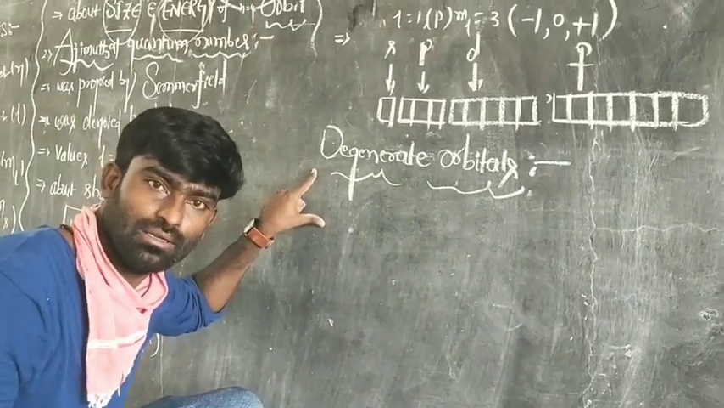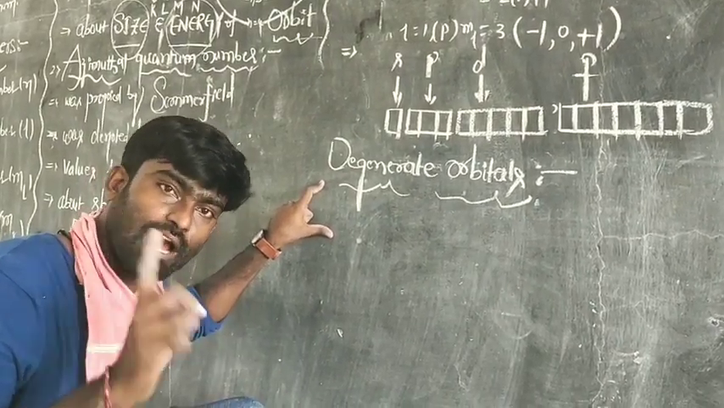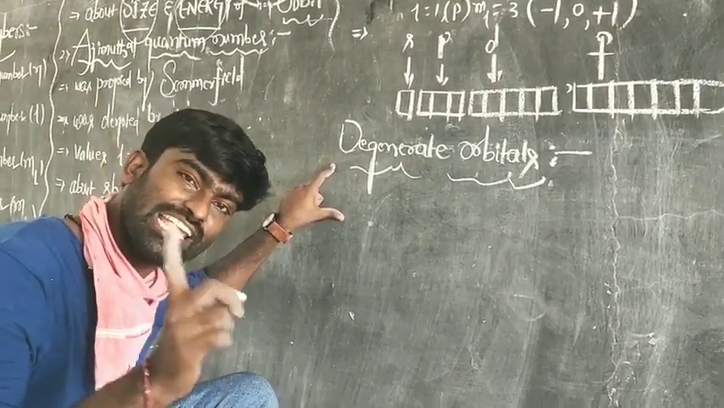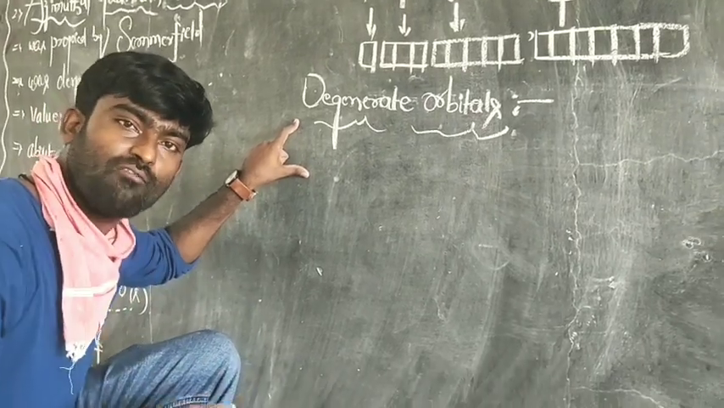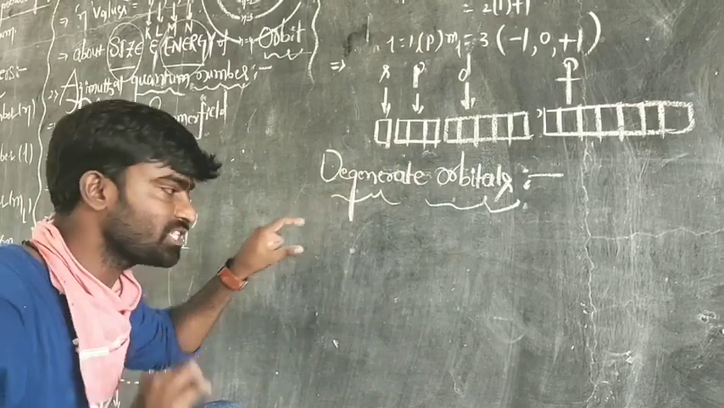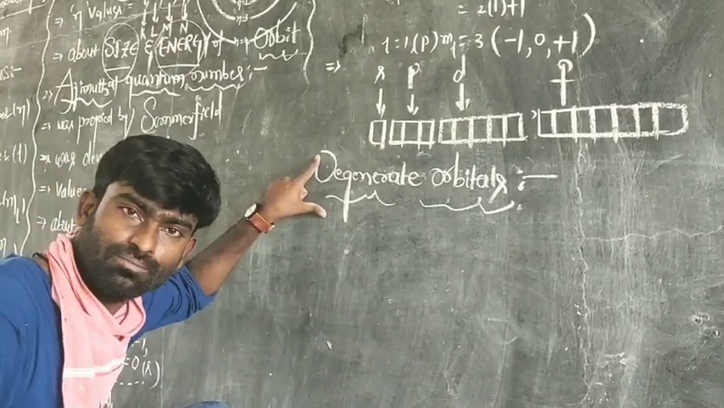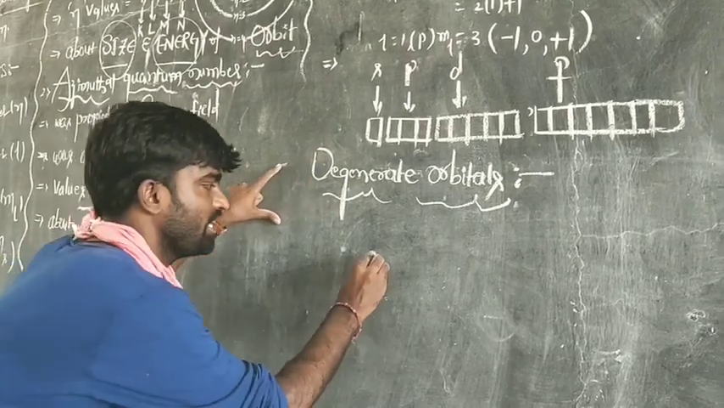Now, degenerate orbitals. Listen carefully. Orbitals which are present in a particular orbit will have the same energy. Such orbitals are known as degenerate orbitals. Let us take the p orbital. P orbital usually starts from the second orbit.